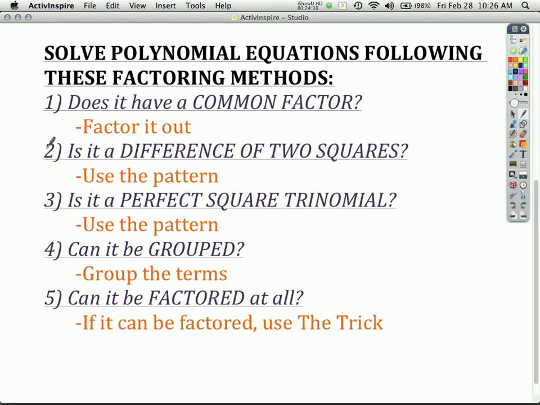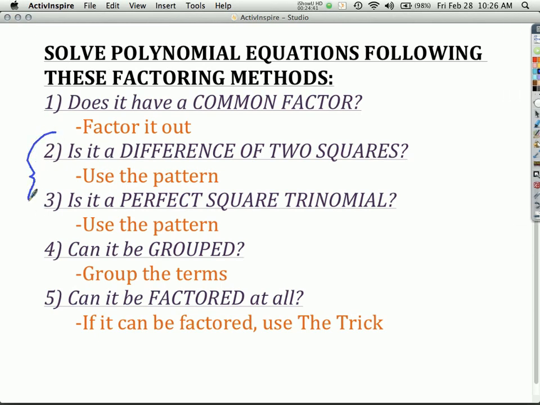Second thing, 2 and 3 are actually lumped together. We're looking for the shortcuts. Is there a difference of 2 squares? If it is, then use the pattern that you've memorized. Is it a perfect square trinomial? If it is, use the pattern that you've memorized. If you did this or you can't, you go here. Can it be grouped? If it is, then you're going to use the method that you learned today.